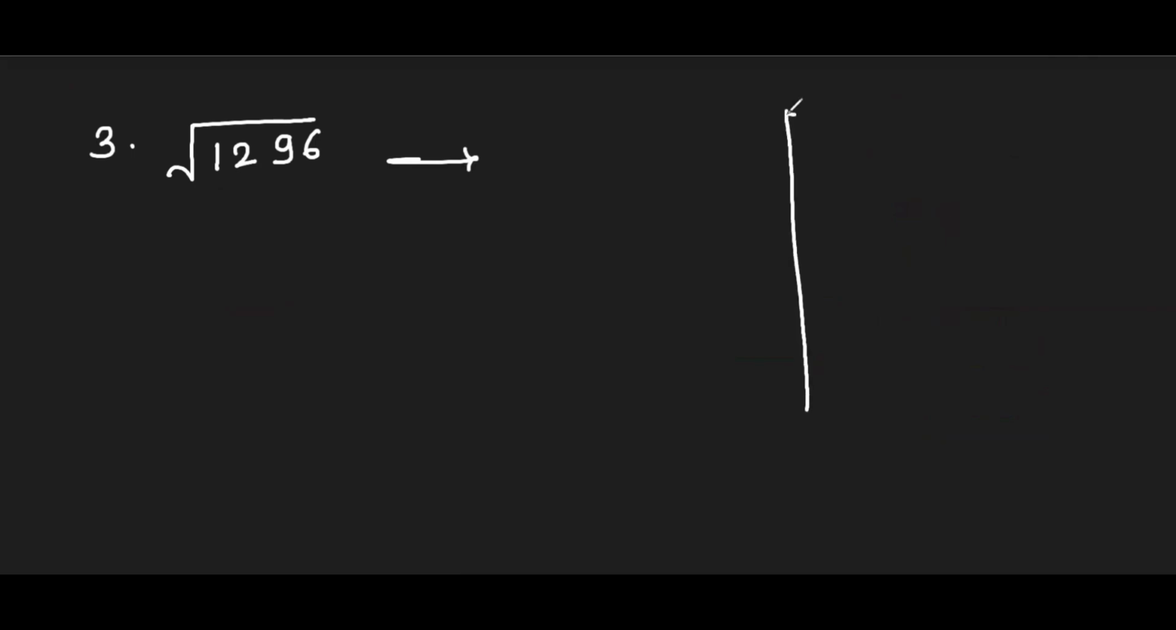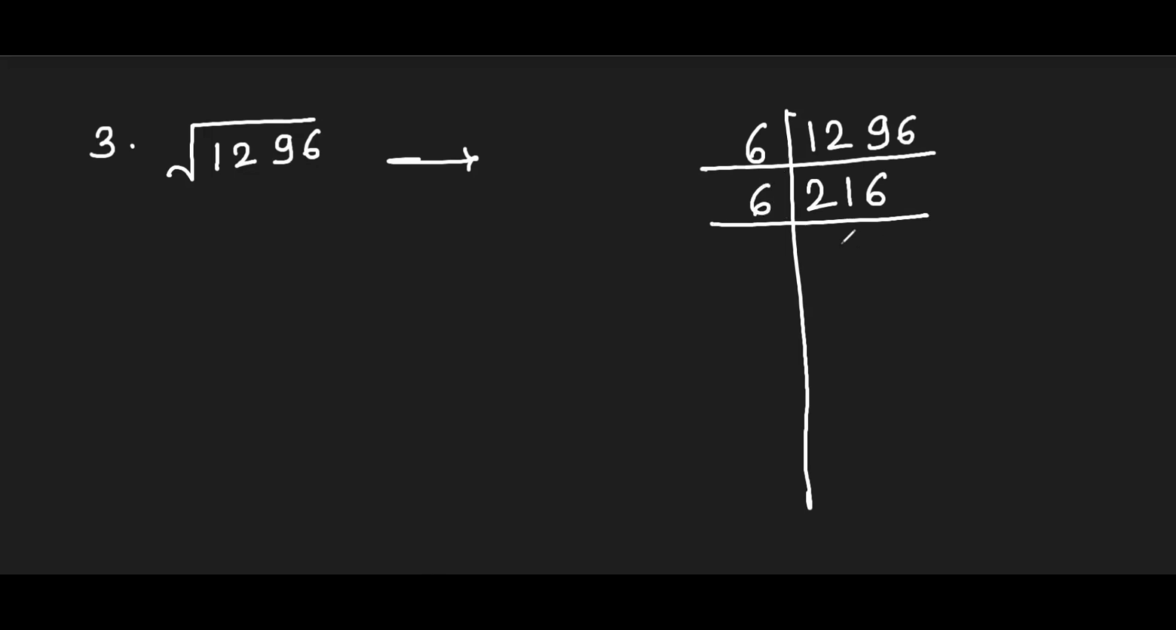Erasing all. Let's see question number 3. Find the square root of 1296. Now again, to find the answer for it, we will go through the prime factorization method. 1296. So let's divide by 6. 216. Again, with 6 there.